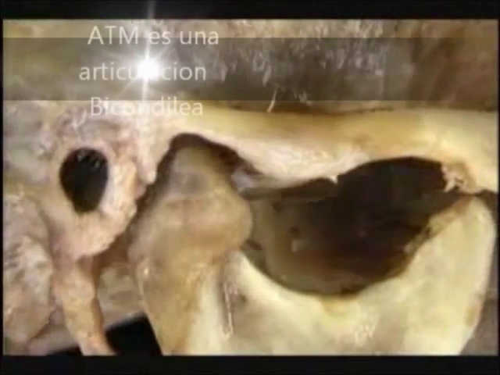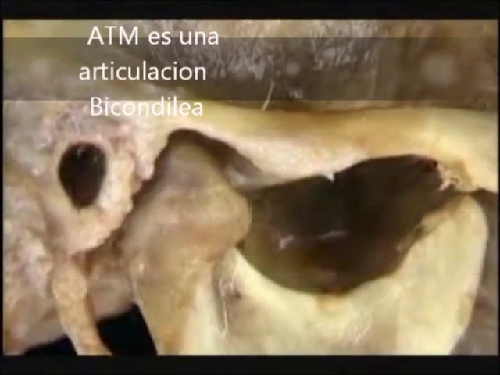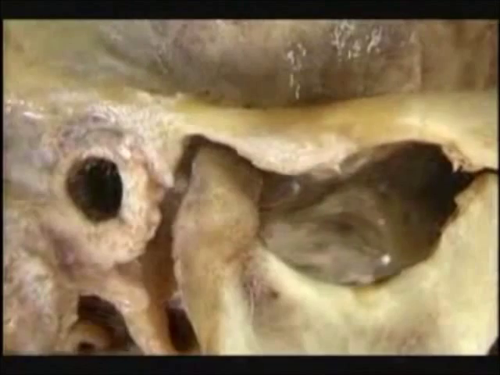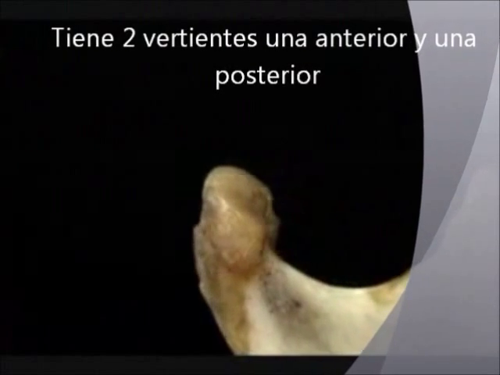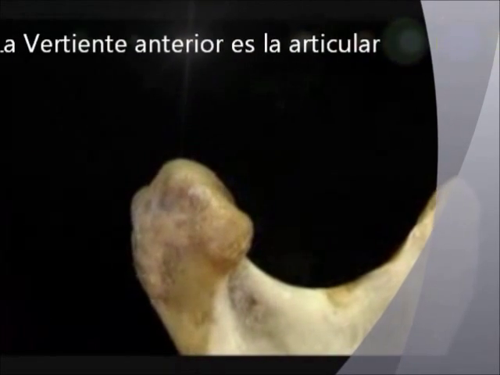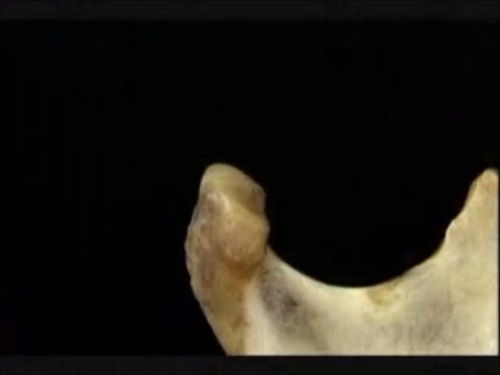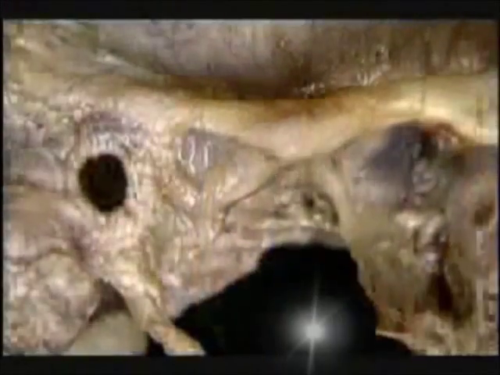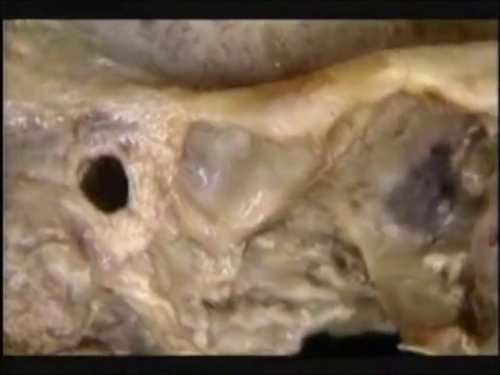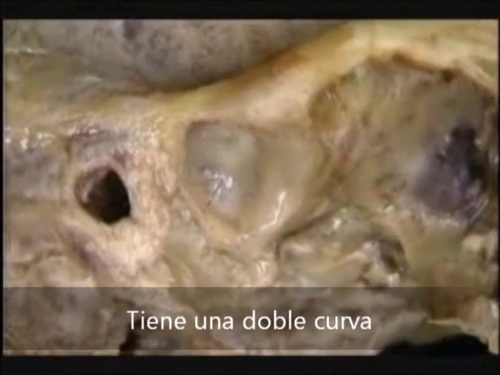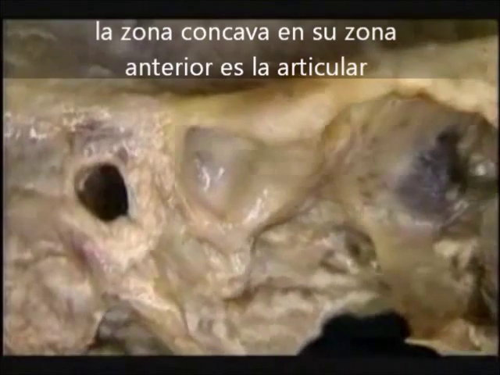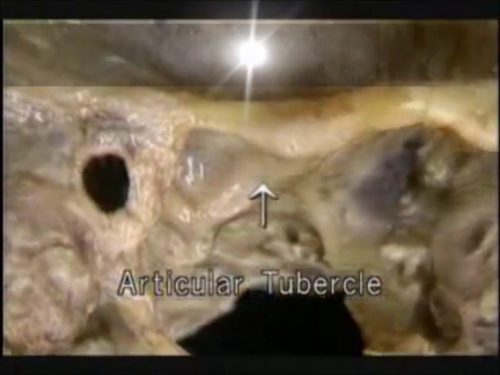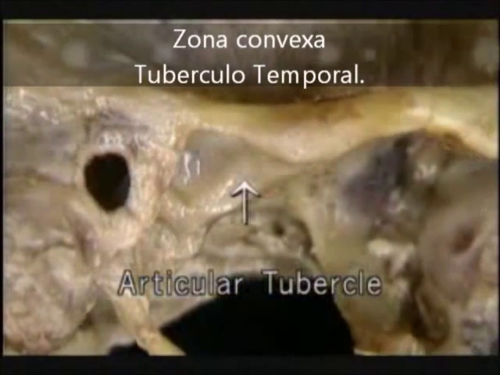What the two joint surfaces look like in the living body. They're shaped quite differently. The articular surface of the condyle is curved sharply from front to back. It's almost pointed on the top. The articular surface of the temporal bone has a double curve. This concave part is the mandibular fossa. This convex part is formed by the downward bulge of the articular tubercle.